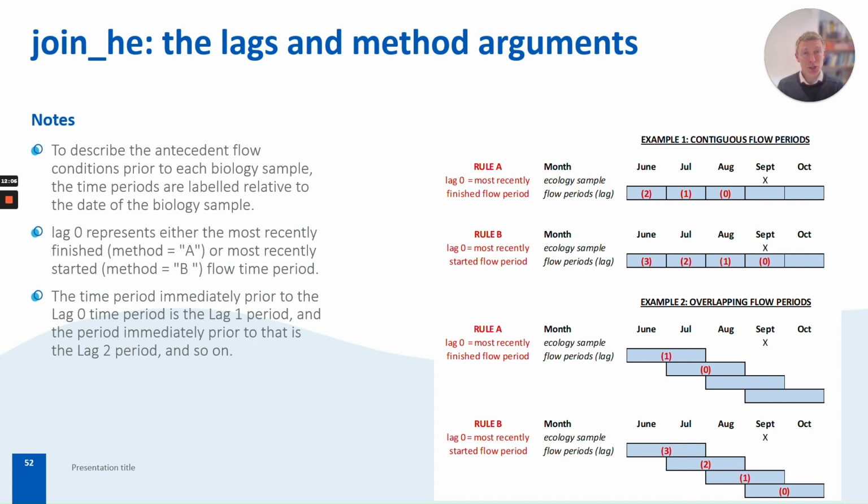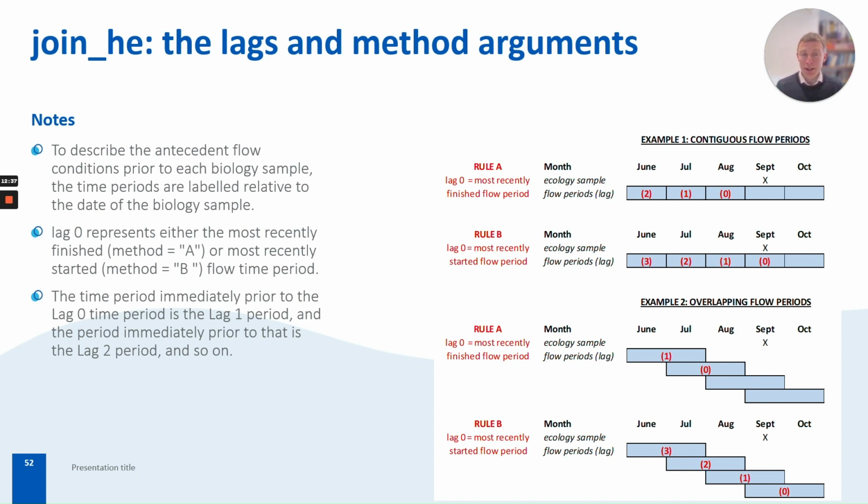You remember in step 2 we looked at the calc flow stats function and explored how you can use that to divide up a time series of daily flows using a moving window and to calculate flow statistics for each of those windows or time steps. When we're doing hydroecological analysis, we're interested in trying to understand the effect of antecedent flows on the biological indices that we calculate on each sampling occasion.